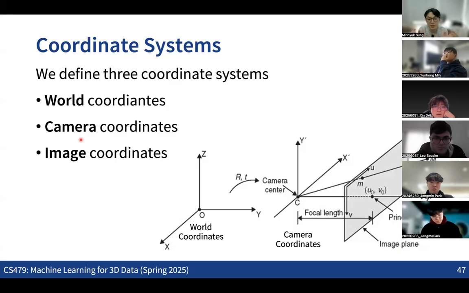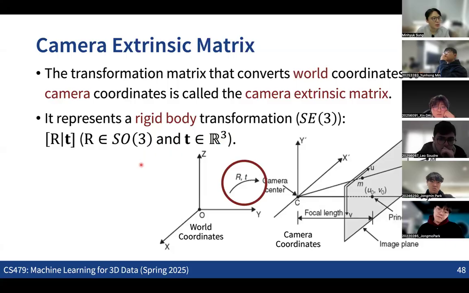And all the 3D things will be projected onto the 2D plane, right? Then we also have the 2D image coordinate system. So we have these three coordinate systems. What we have seen is the mapping from the camera coordinate system to the image coordinate system. But before that, we can consider the mapping from the world coordinate system to the camera coordinate system. The matrix representing this conversion from the world coordinates to the camera coordinates is typically called the camera extrinsic matrix.